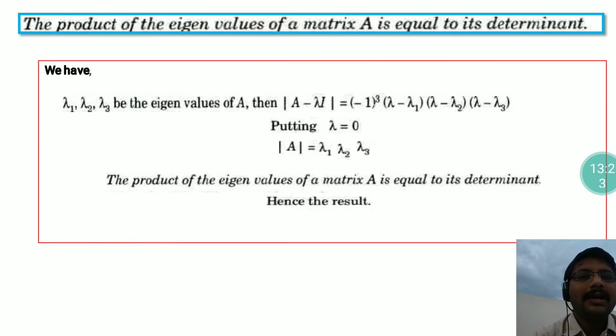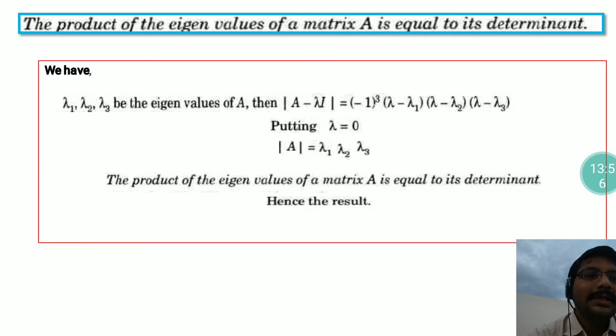The product of eigenvalues of the matrix A is equal to its determinant. In an earlier result we have seen the sum of eigenvalues is equal to the trace. Here, the product of eigenvalues of a matrix is equal to its determinant. So already we have lambda 1, lambda 2, lambda 3 as eigenvalues of A. Then determinant of A minus lambda I is (minus 1) whole cube into (lambda minus lambda 1) into (lambda minus lambda 2) into (lambda minus lambda 3).